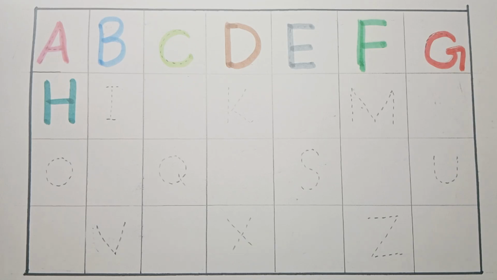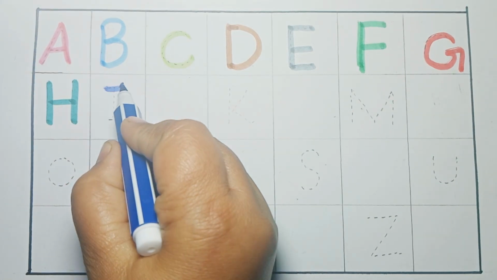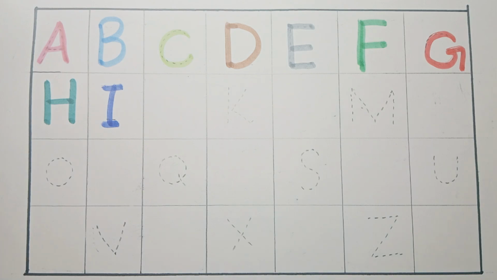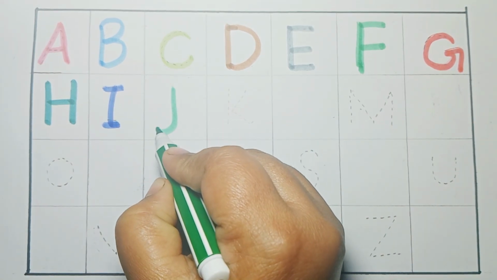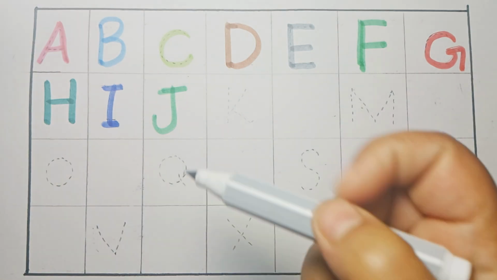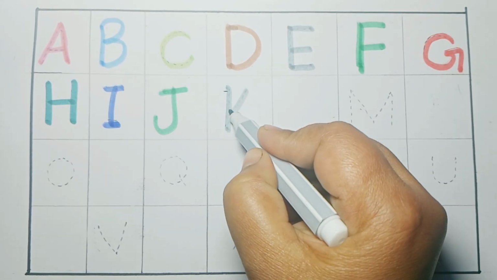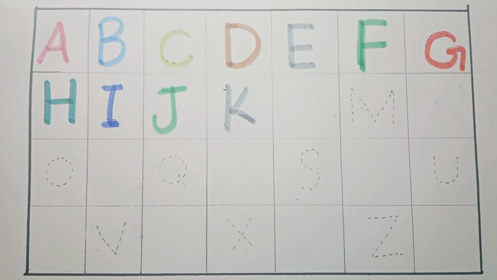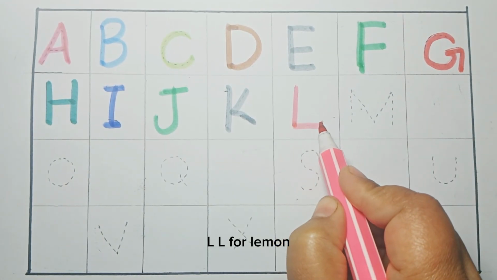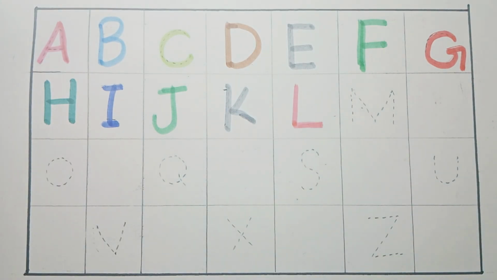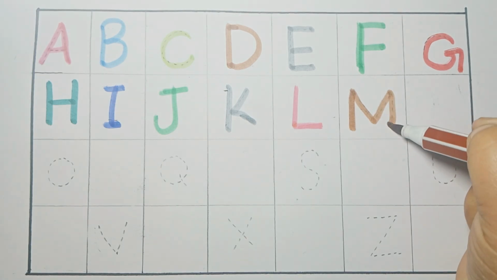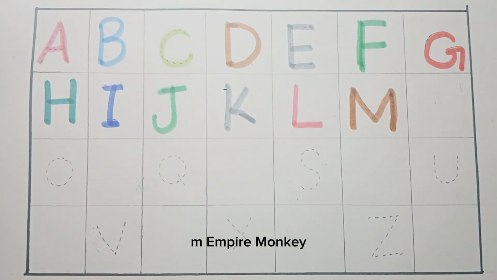H for hen, I for ice cream, J for joker, K for king, L for lemon, M for monkey.